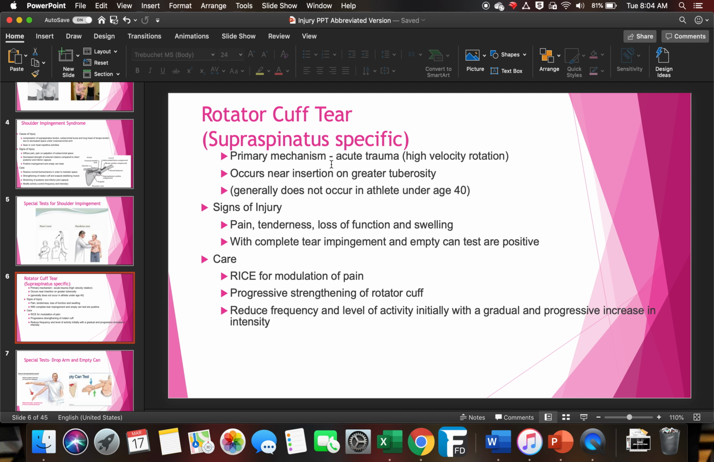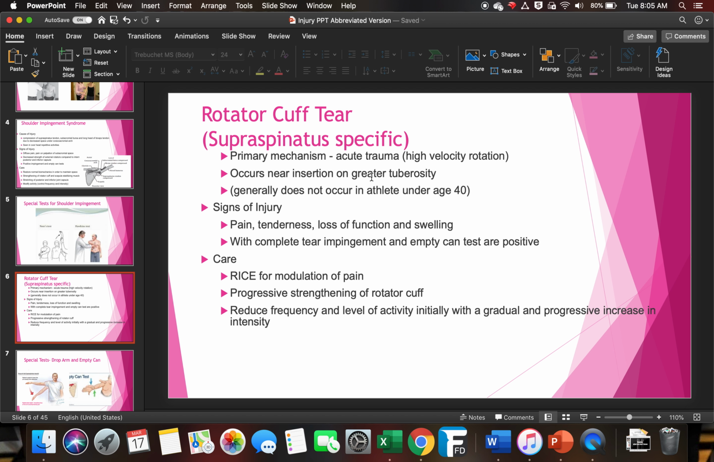So the primary mechanism is acute trauma, so high velocity rotation. So they're trying to throw a ball or they reach their arm up over their head really fast or something like that. It usually occurs near the insertion on the greater tuberosity. And generally, we don't see this very often in athletes under 40. It's going to hurt. So it's going to be pain, tender. They won't be able to use it as well. It will be swollen. And then if we have a complete tear, then impingement tests, so the ones that we just did, and also the empty can test, which we'll do in a minute, are positive.